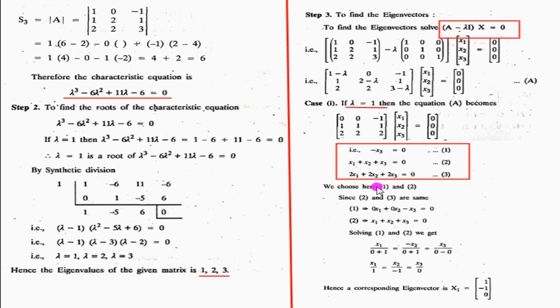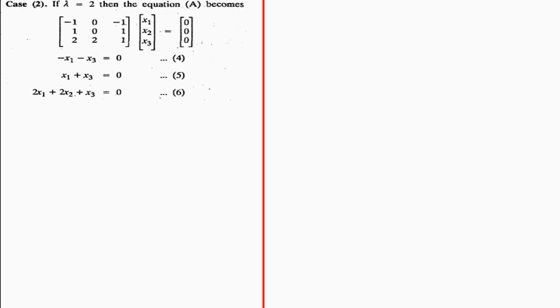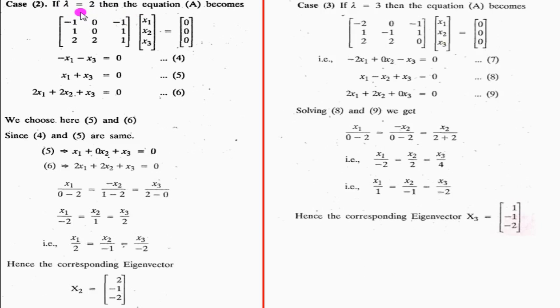Hence I am selecting equations 1 and 2 here, that is written. By solving these two equations, we can get the eigenvector capital X1. Similarly, substitute the other eigenvalues, lambda equal to 2, we can get eigenvector capital X2, and lambda equal to 3, we can get eigenvector capital X3. I strongly advise you to try to solve this problem to get a better understanding of eigenvalues and eigenvectors.